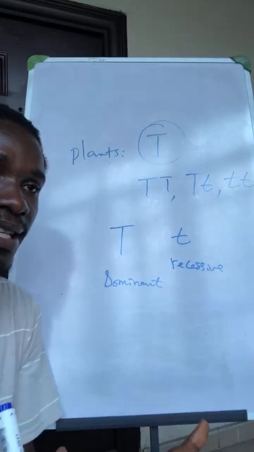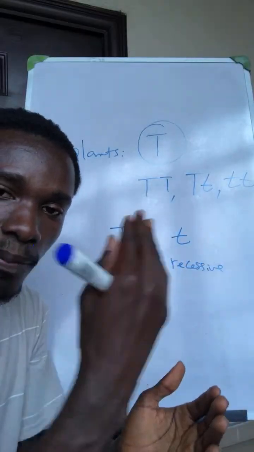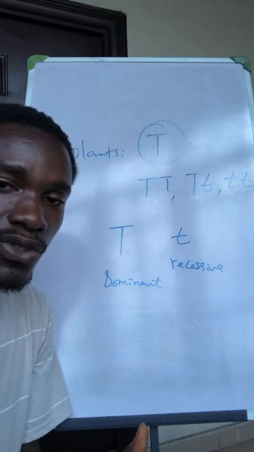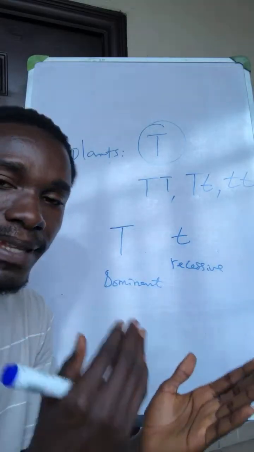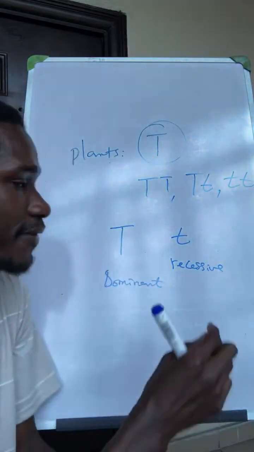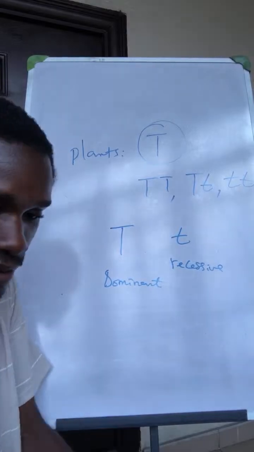So the tall trait is dominant over the short trait. For a plant to be short, it has to have the 2 recessive genes, which are these 2 small ones. So that is what it means.